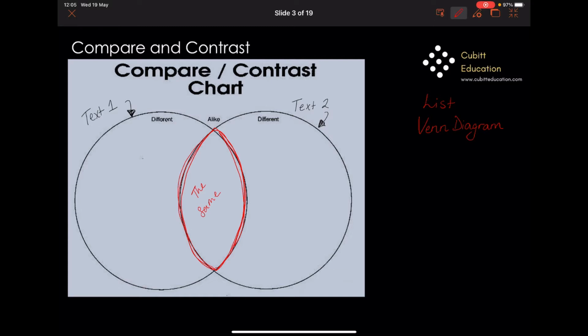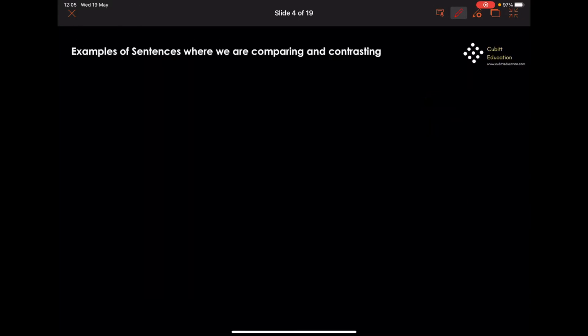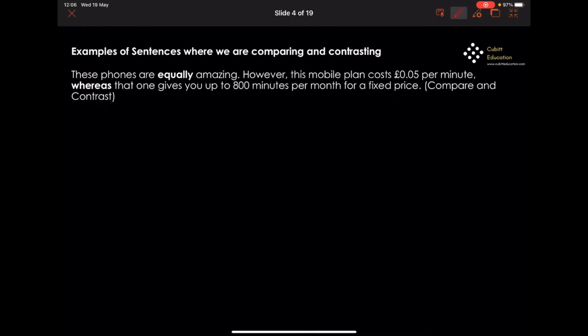What we're going to do now is look at a few examples of compare and contrast sentences so you can see how the words are used, what kind of language is used in order to compare. This first example is about two phone plans. I know it's not necessarily relevant to a particular text that you've looked at for GCSE, but I'm just looking at the language. It says here, these phones are equally amazing. However, this mobile plan costs 5p per minute, whereas that one gives you up to 800 minutes per month for a fixed price.